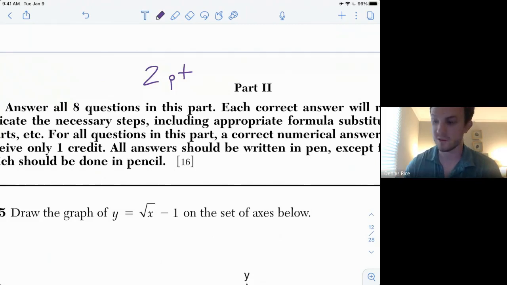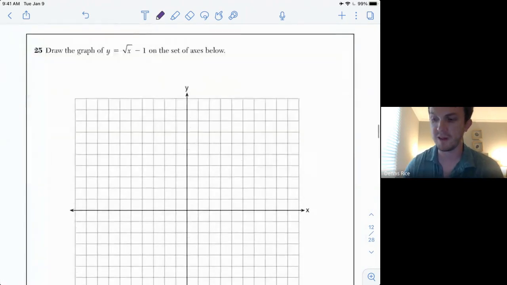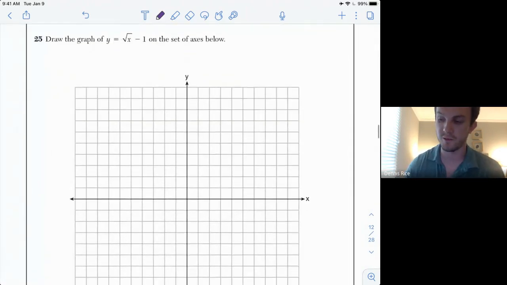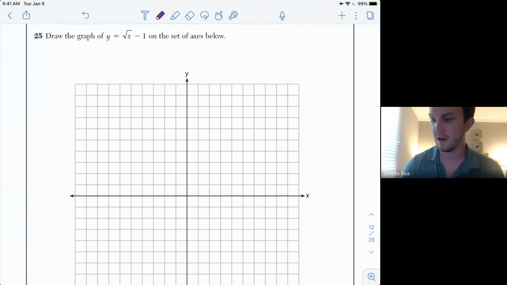There are 8 of them, so they're quite a bunch. You have a basic graph, like, we're not going to do this one, but like a square root graph where you would just make the table and plot the points.